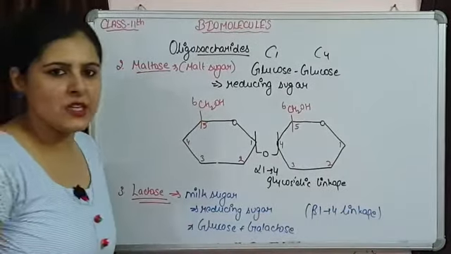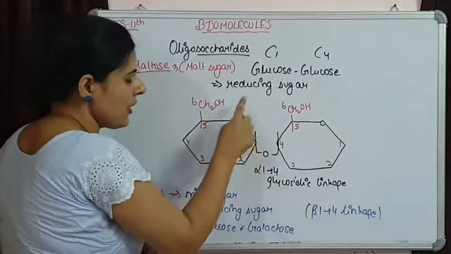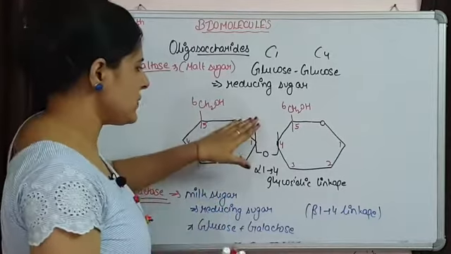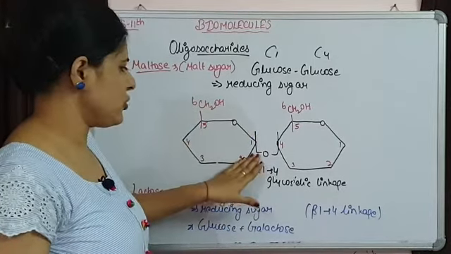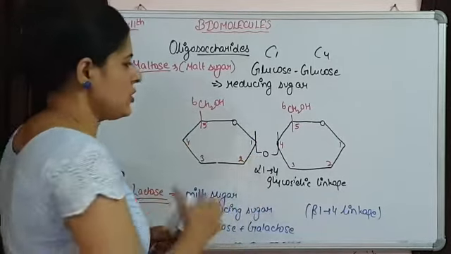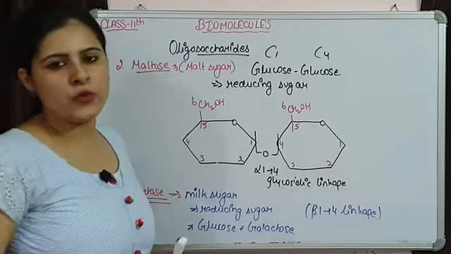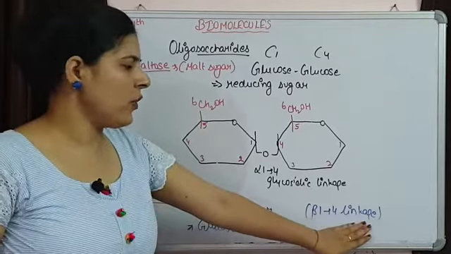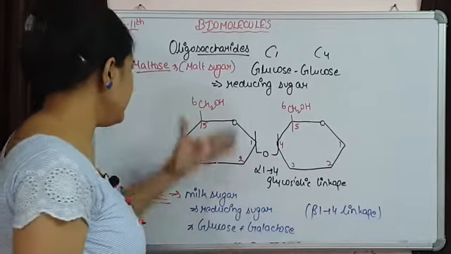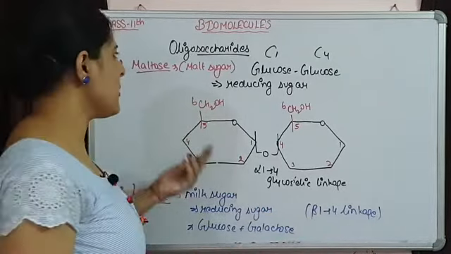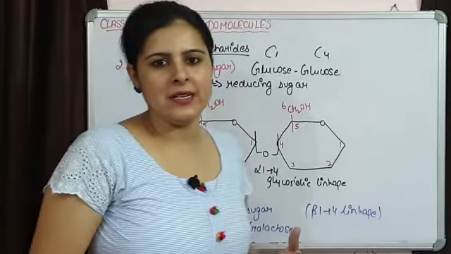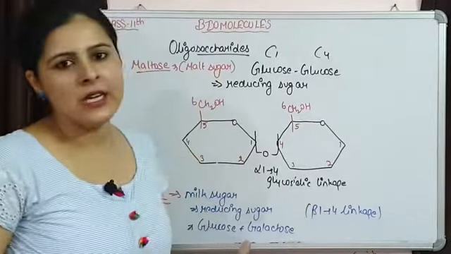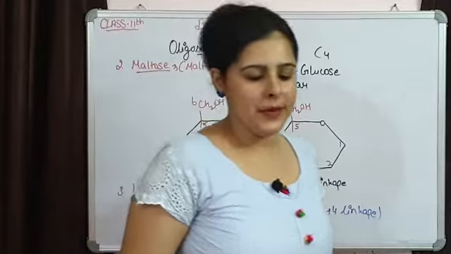Beta 1,4 linkage means now the orientation of OH is just, or OH is present on this position and hydrogen is present on this position. So this will be the bond formation that is going to occur. So that will be the beta 1,4 linkage that is occurring in lactose. So these are some of the disaccharides that are generally or commonly present.